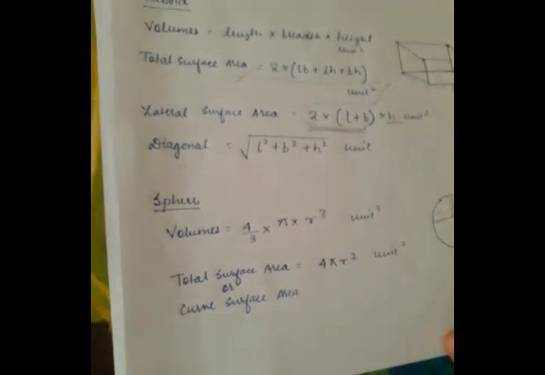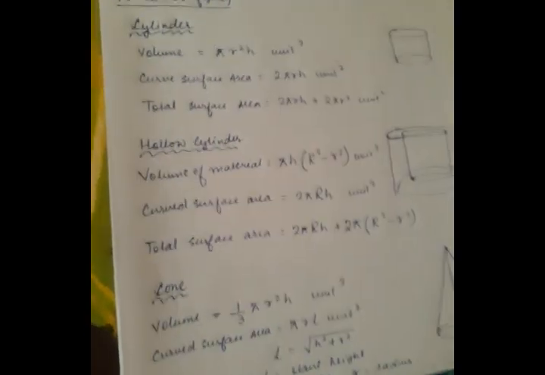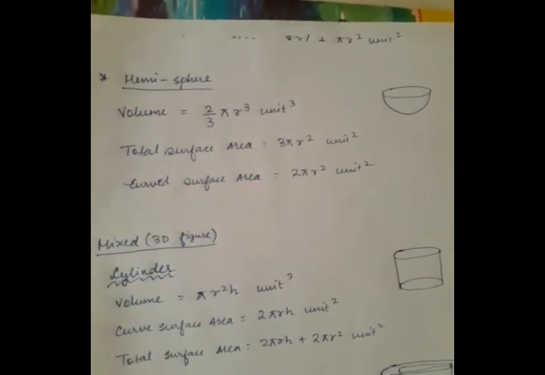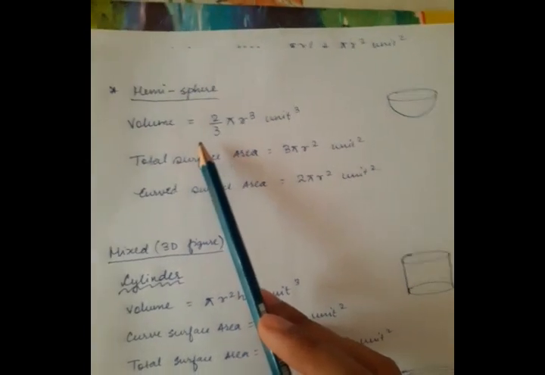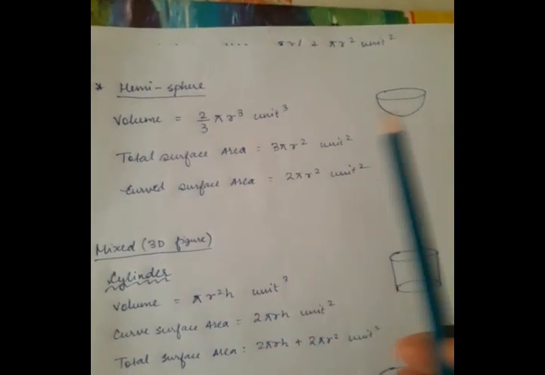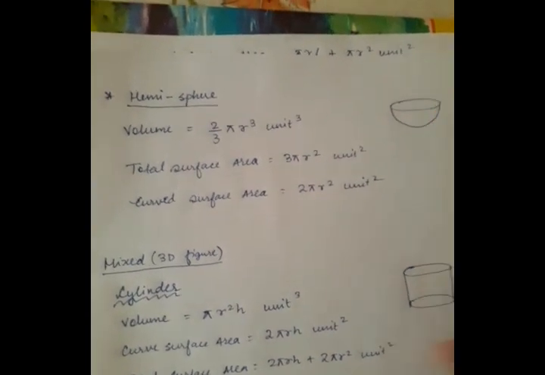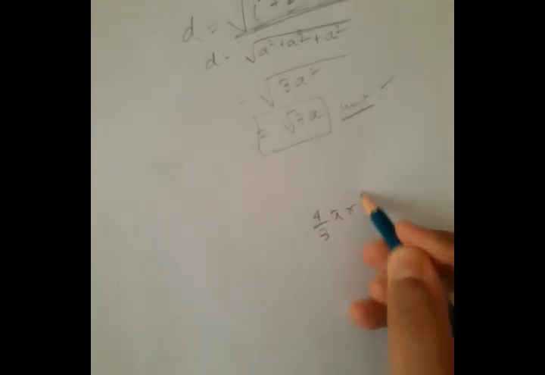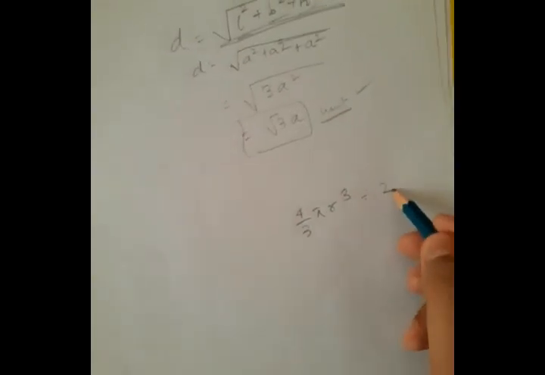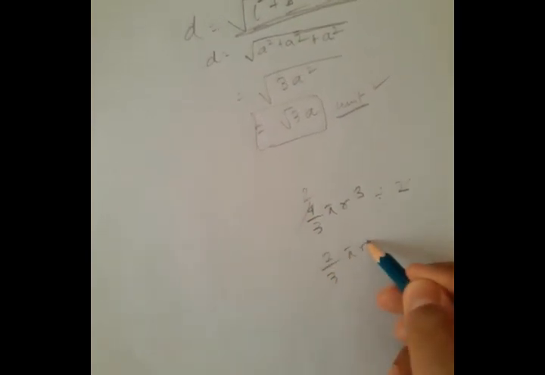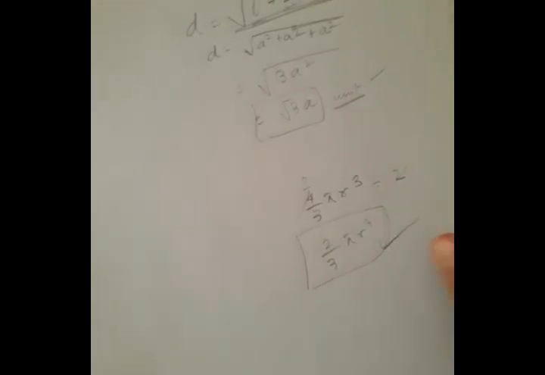Clear? Let's move on to the next one, the hemisphere. What is this hemisphere? It originates from a semicircle, or we just cut the sphere in half and we get a ball shape. The volume of the sphere was 4 by 3 pi r cube. We have to divide it by 2, so it gives the volume of the hemisphere, 2 by 3 pi r cube.